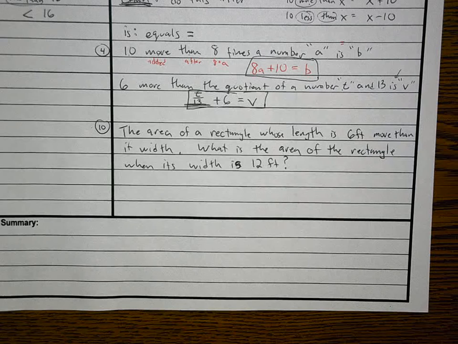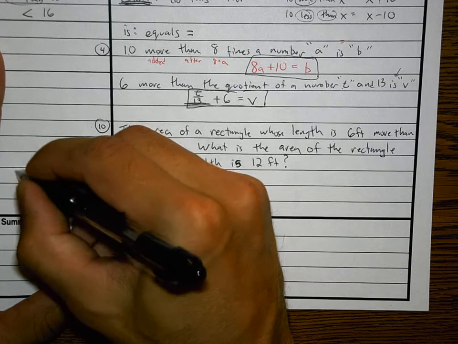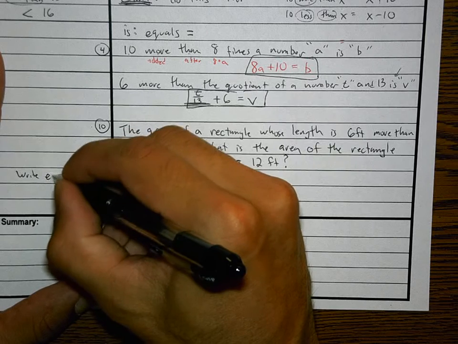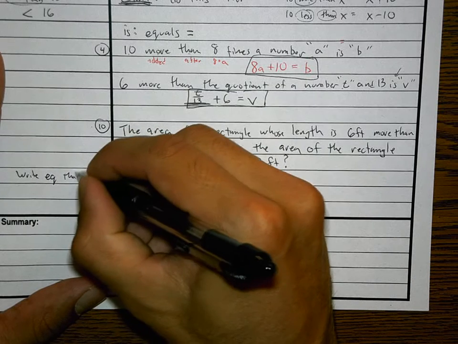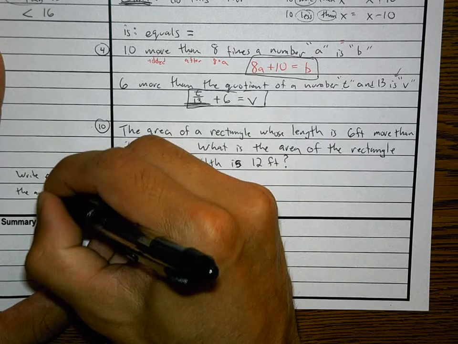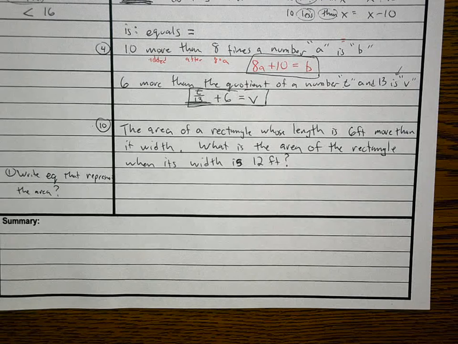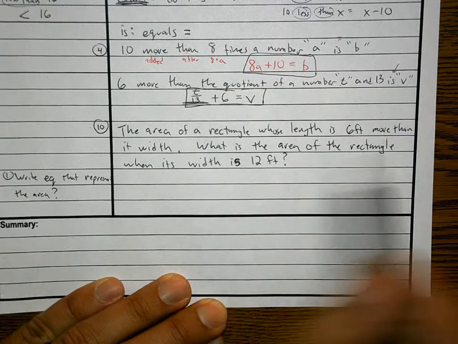It's going to ask you to do 2 things on homework questions like this. One, write an equation that represents the area. And the second question is, what is the area of the rectangle when its width is 12 feet?